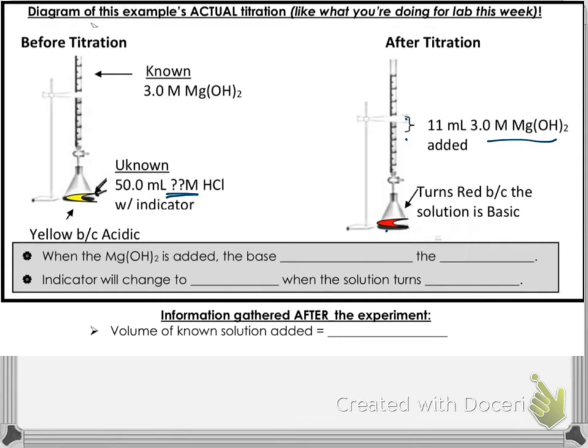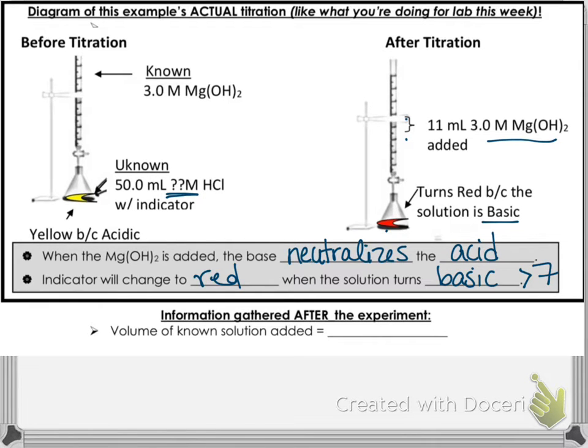So to summarize, when the magnesium hydroxide is added, the base neutralizes the acid. The indicator is going to turn a red color when the solution turns basic, which for us just means that the pH of the solution is greater than 7.